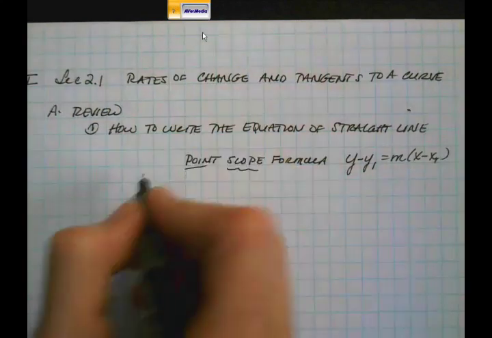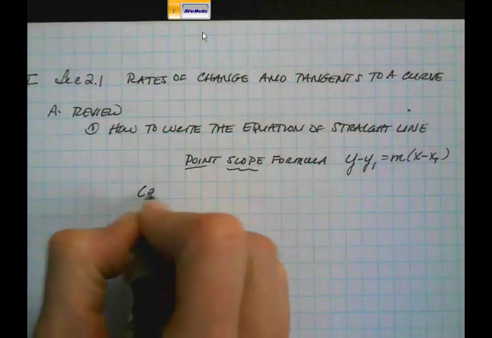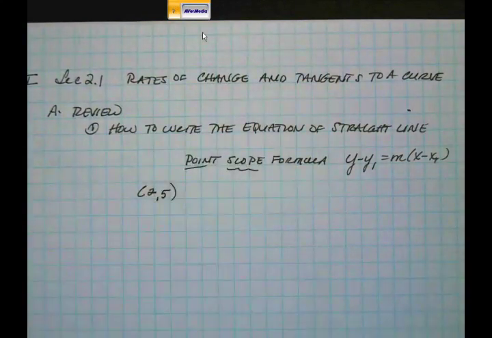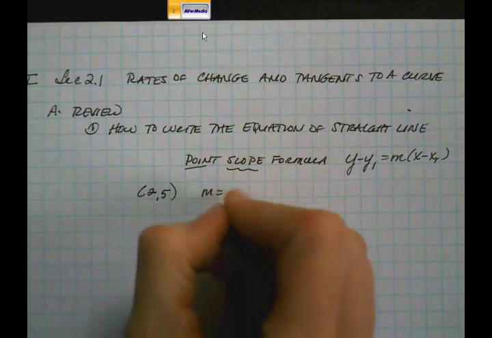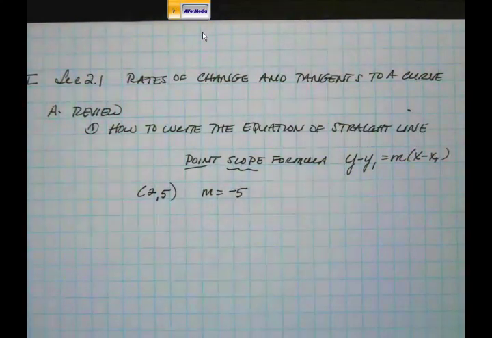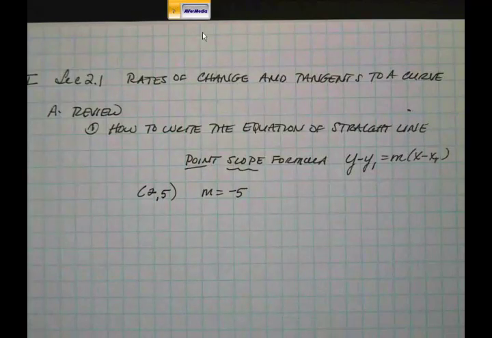So an example would be, suppose you want to have the equation of the line that's passing through the point, say, 2, 5. So your line is going through this point 2, 5, and you know the slope of the line is say, negative 5. So they say, what is the equation of that line that's going through that point, and we know its slope is negative 5.